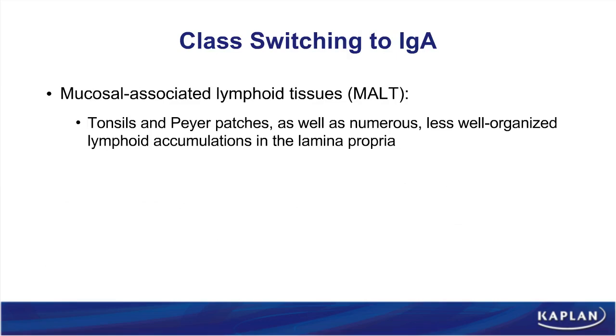The secondary lymphoid tissue that is associated with class switching to IgA is collectively referred to as mucosal-associated lymphoid tissues, or MALT. Now, some of the MALT areas are actually very well organized, just like the organization we see in the lymph nodes or in the spleen, where you have a very well-defined T cell zone, and that's usually right next door to a very well-defined B cell zone. So you see this in tissues like your tonsils or also in the Peyer's patches.